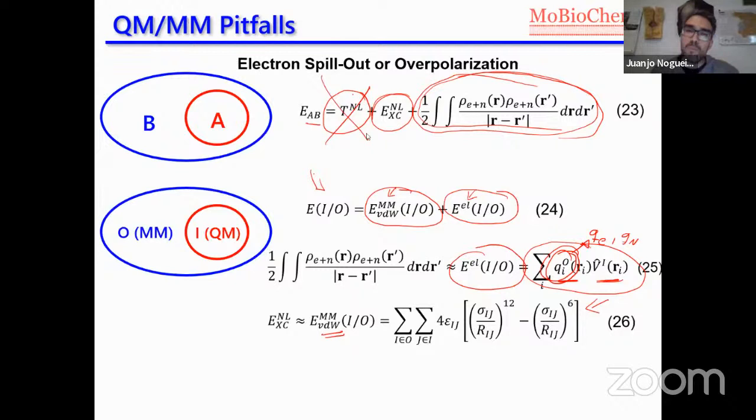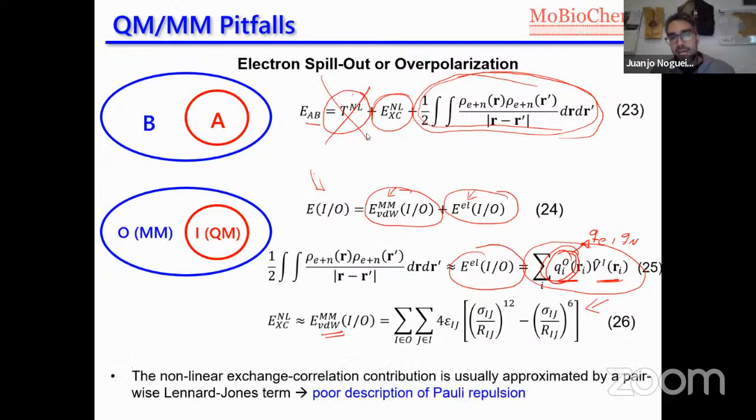And also, there is a second thing here. We have this positive term. Remember, this is positive. So this positive term is trying to describe the Pauli repulsion, okay? And usually the Pauli repulsion is not well described with this Lennard-Jones potential, okay?